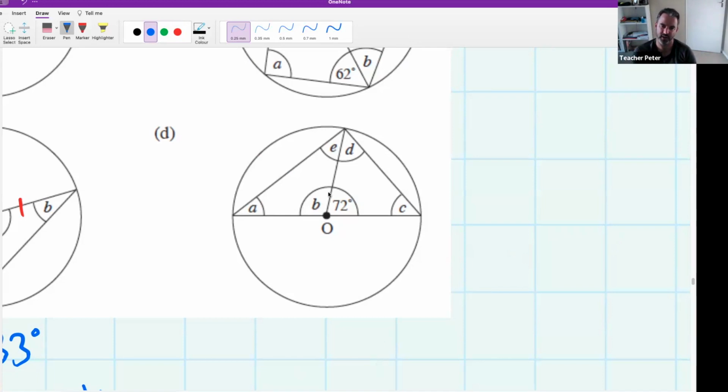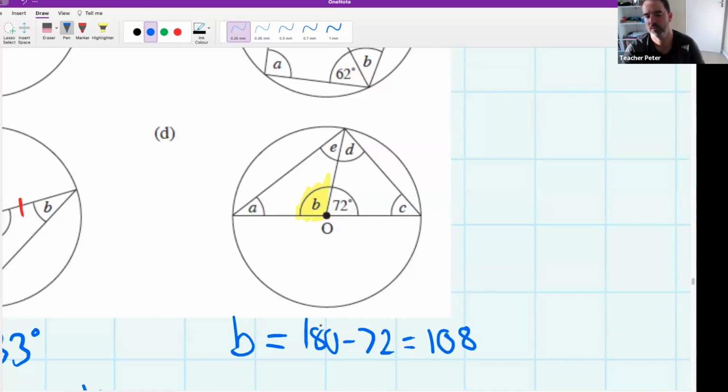I suppose these are angles on a straight line, so I'd probably start with B. B would be my favorite one to start with. So that would be 108. What would you go for next?